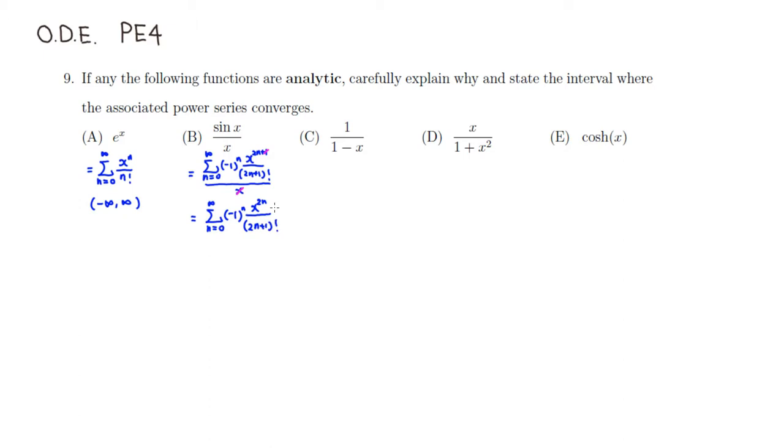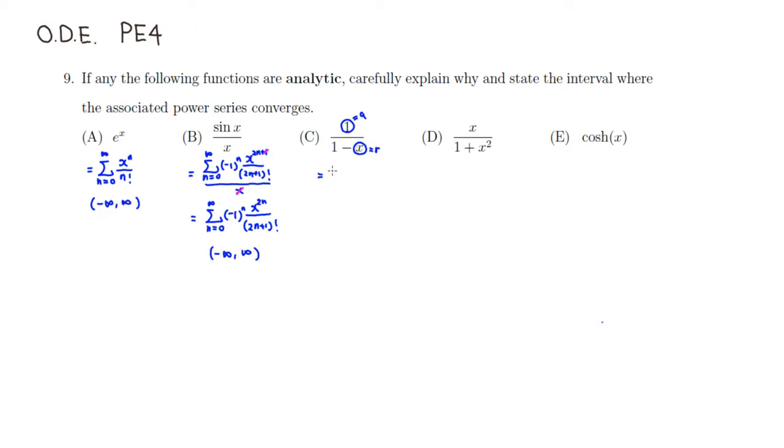And the power series for sine converges for all real numbers as well. So you have negative infinity to positive infinity. All right, part C, 1 over 1 minus x. This is just a power series, a being equal to 1, and r value equal to x.